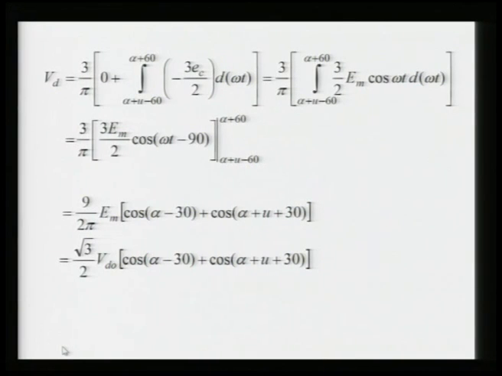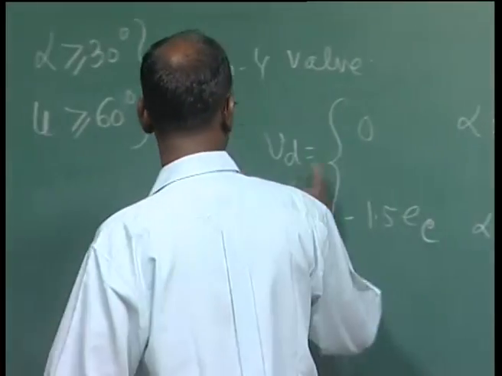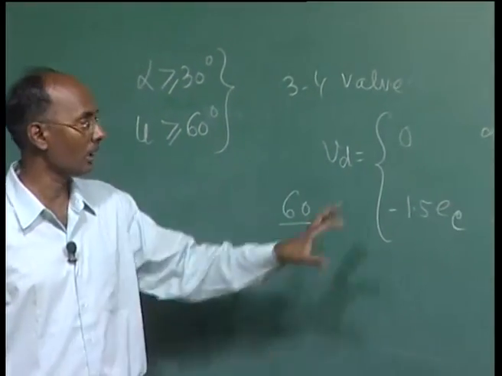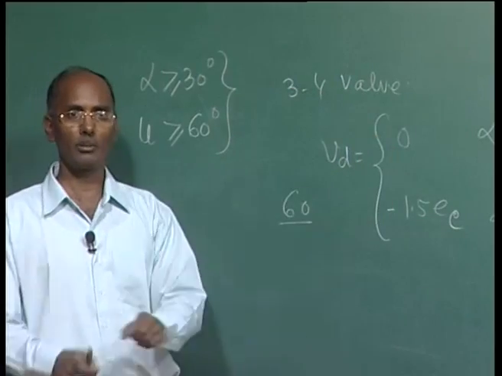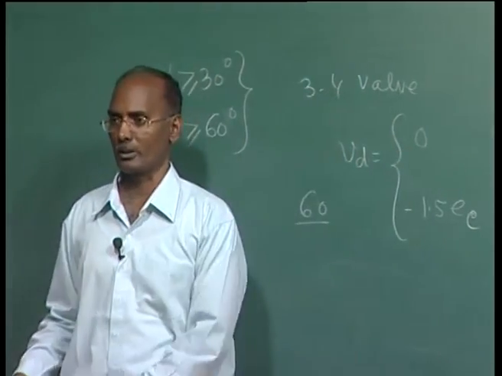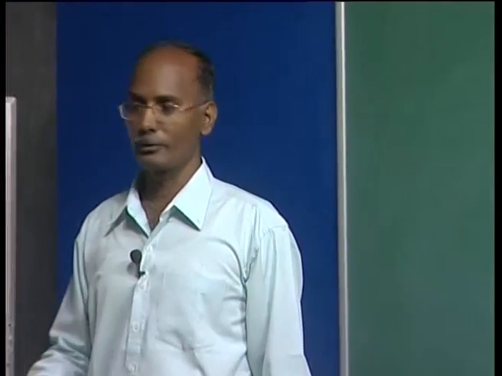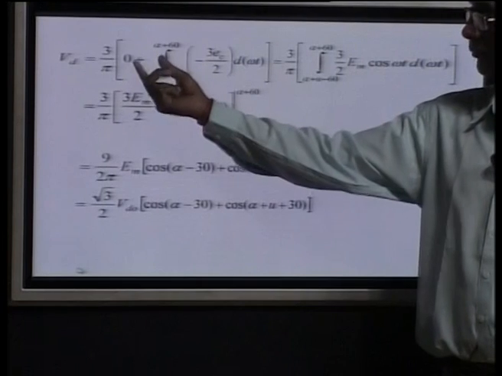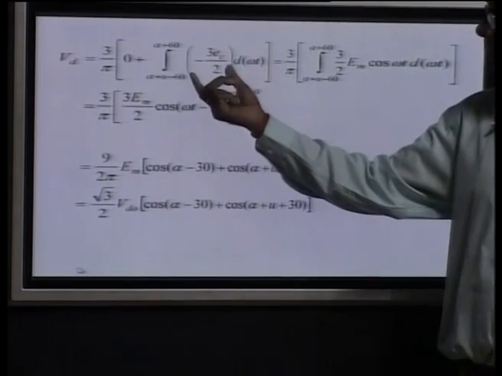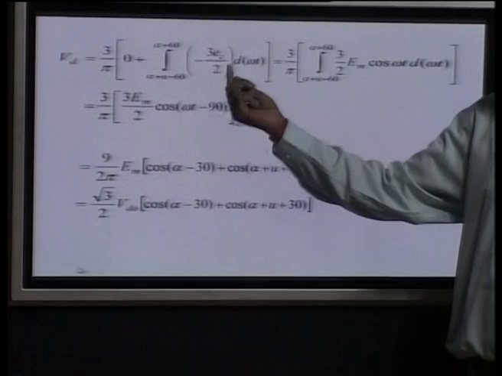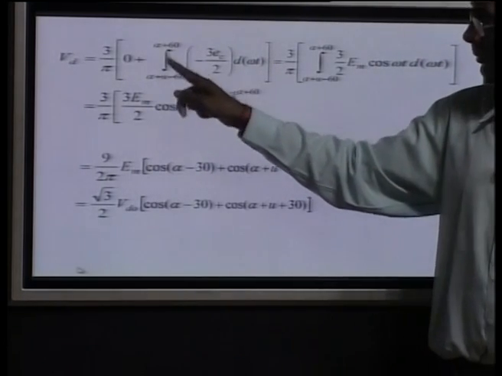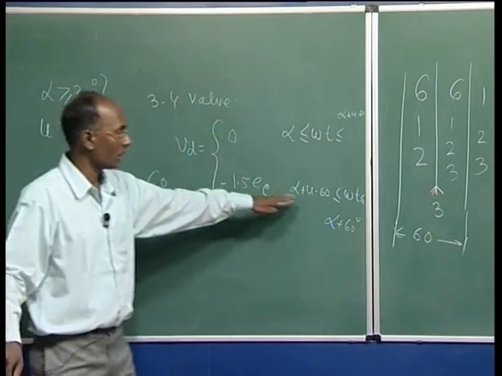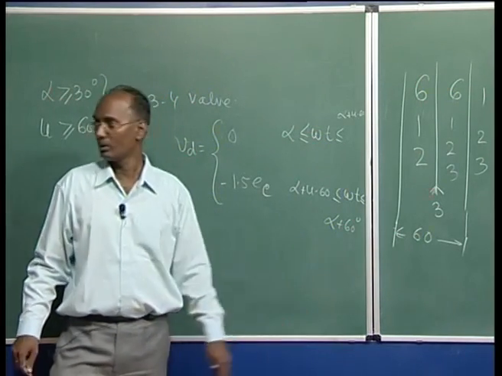So, now we will see the output voltage, to calculate what will be the DC output voltage. For the DC output voltage, we can just take the average over this 60 degrees, because it is repeating every 60 degrees. As usual, in our definition of VD, 3 upon pi, the first term is 0. Now we are taking minus 1.5 Ec d omega t from this period to alpha plus 60 degree.